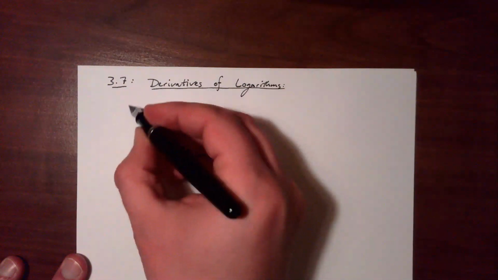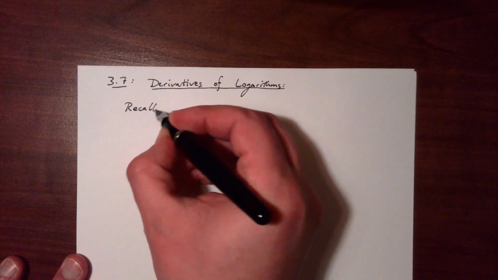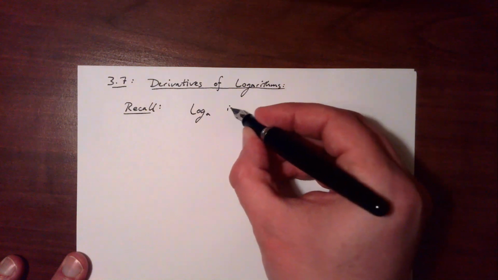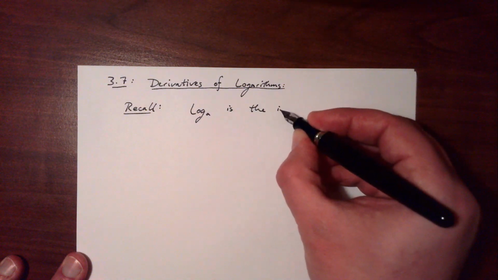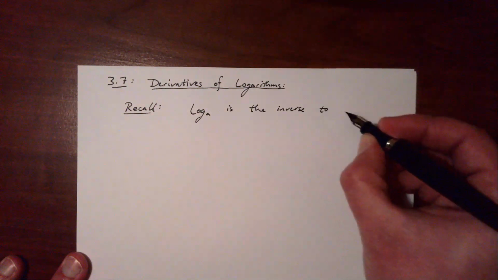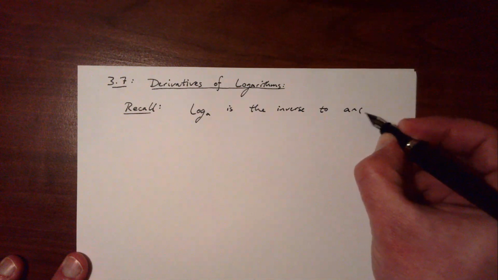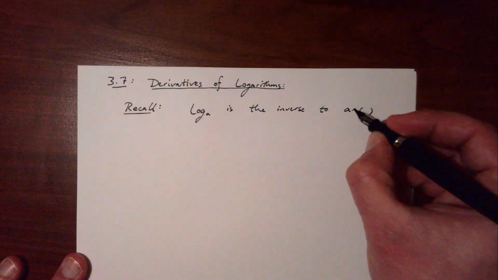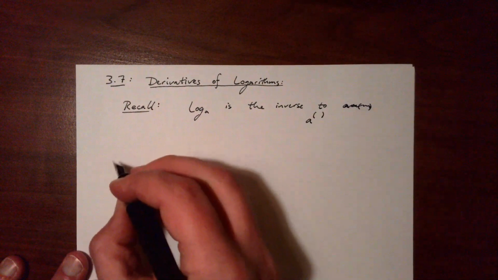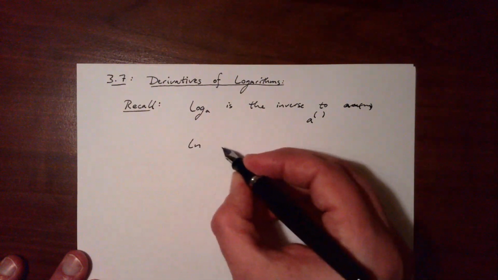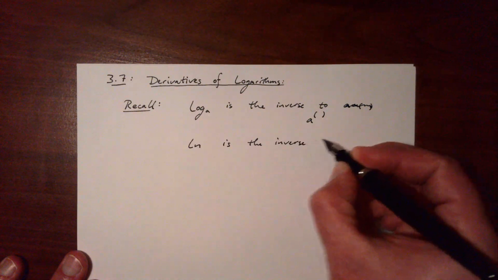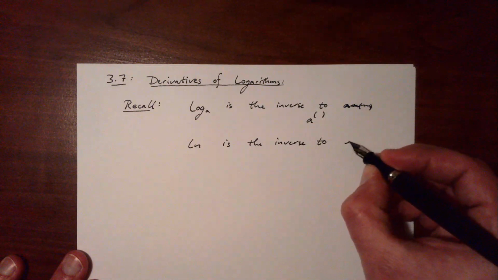So first off, recall log base A is the inverse function to A to the power of whatever. Also, specifically the natural log is the inverse to e to the whatever.